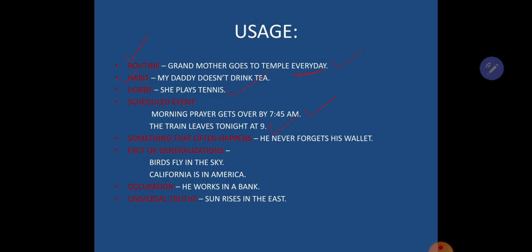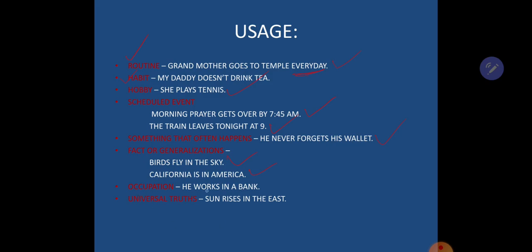Regular occurrence but at some interval. He never forgets his wallet. Some other facts or generalizations, like birds fly in the sky, California is in America. These are general facts, and we use simple present tense to convey that.